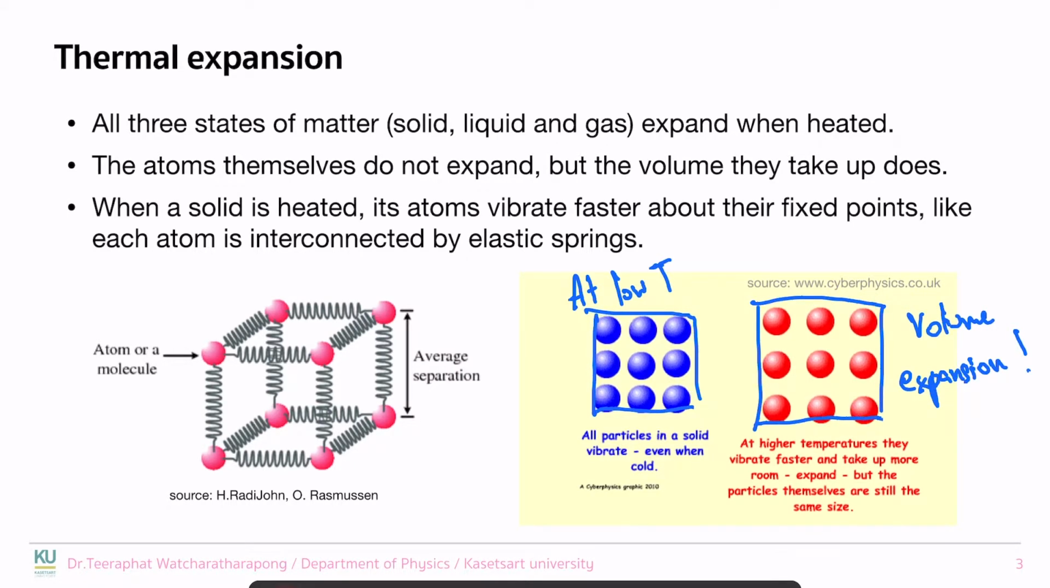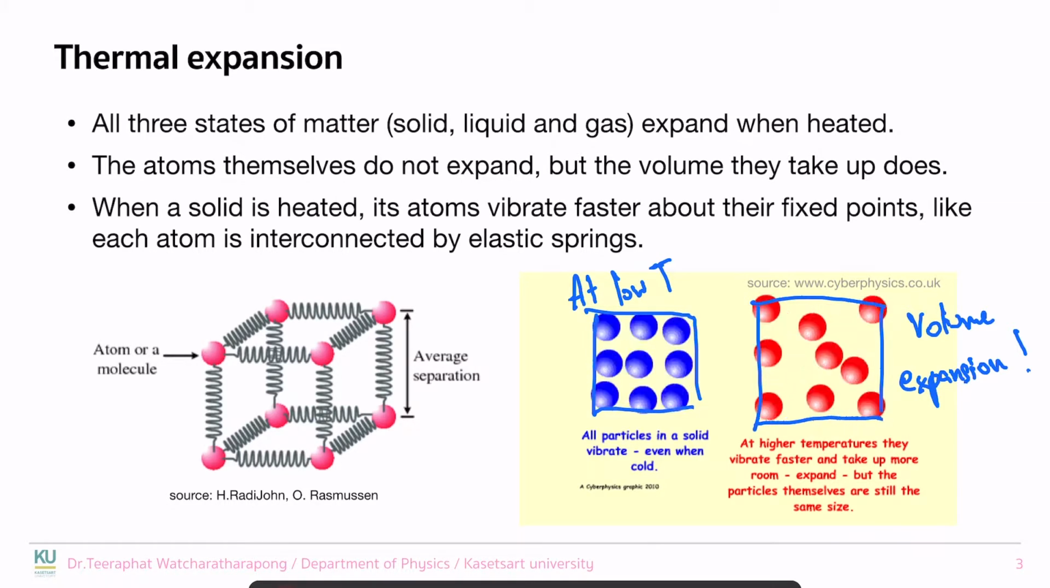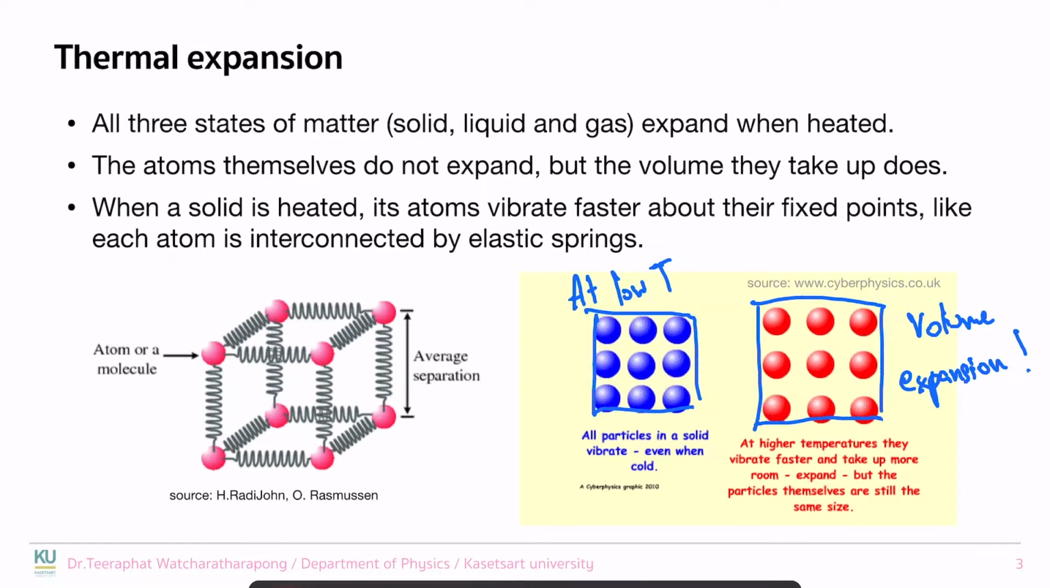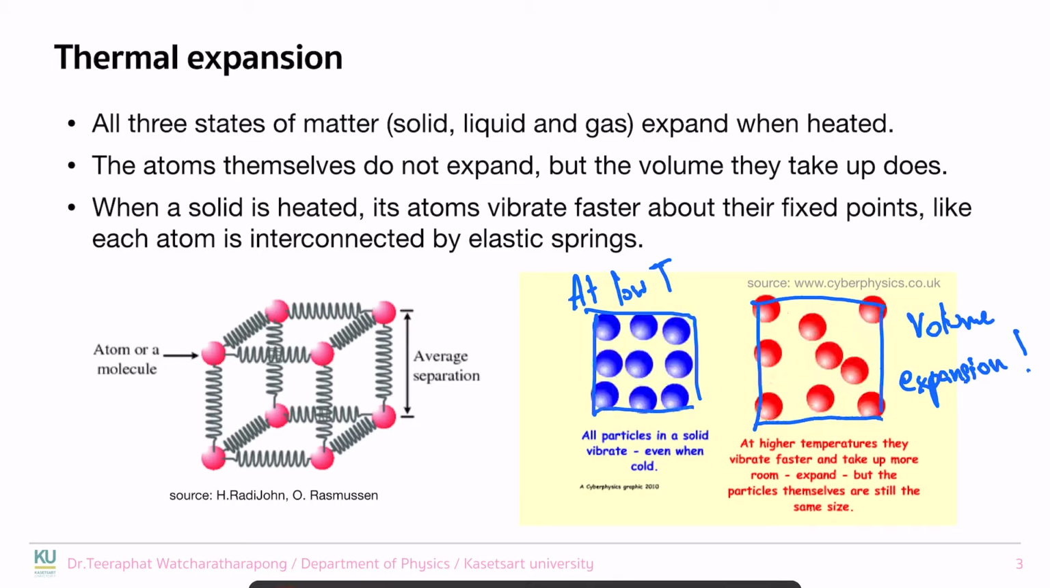And if the vibration is too strong for the springs to hold the atoms together, the material is going to change its phase, like when water is heated, it becomes steam, right? However, in this experiment, we will only consider the change in solids, where there is no phase transition.